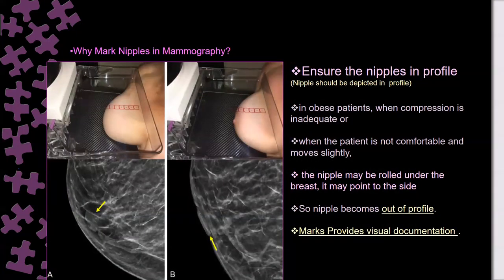And as you know, they have to ensure they put the nipple in profile, but sometimes it might roll in if the patient is obese or not comfortable. It might roll in under the breast, coming within the breast, as in this case. There is no marker here, so you might be in trouble. Here, they corrected it. Look, they put it out and it is coming out here. But here, because it rolled under the breast, it became out of profile. So the markers help us provide visualization and documentation of the location of the nipple.